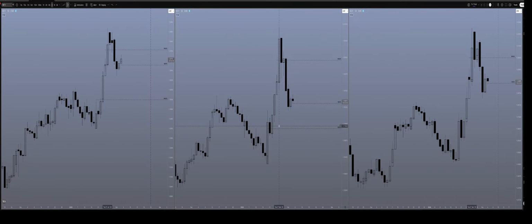What's the daily looking like? So yeah, if you can imagine, we've wicked below this previous week's low, Friday's low. We've wicked below that.